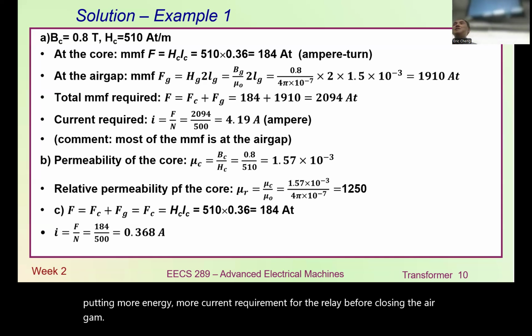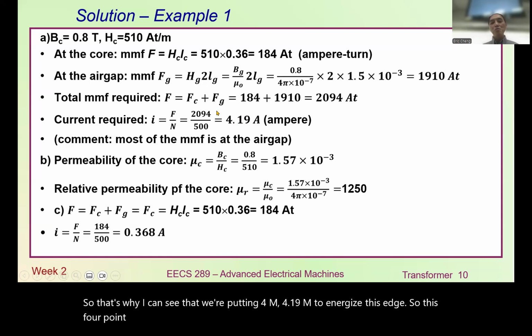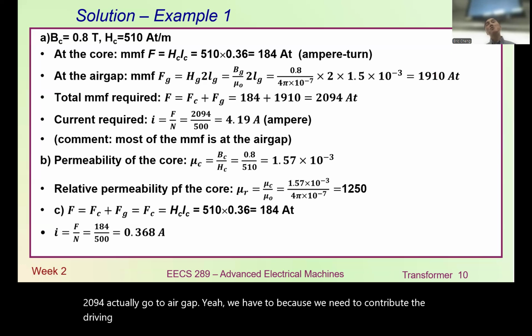So that's why we can see that we're putting 4.19 amp to energize this action. This 4.19 amp is producing this 2000-something MMF, quite a large value. And most of this 2094 actually goes to the air gap. Yeah, we have to, because we need to contribute the driving force, the MMF, mostly to the air gap.